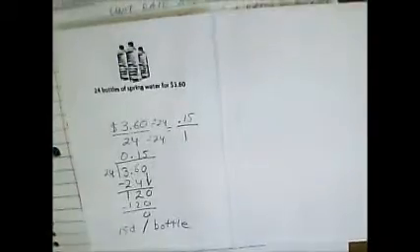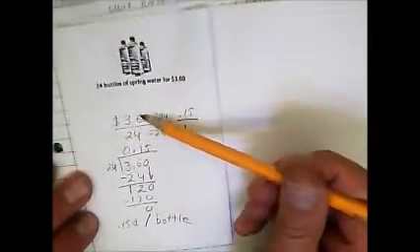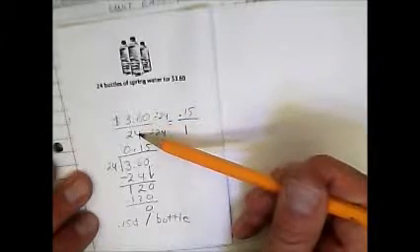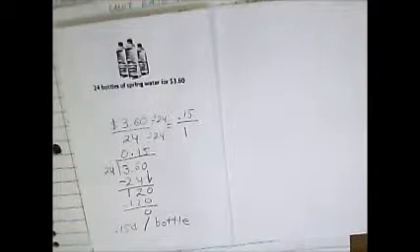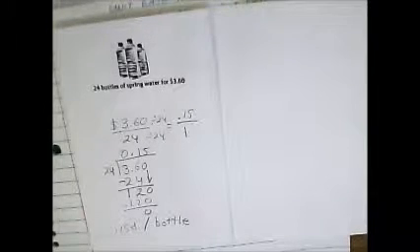Basically, if you haven't figured it out yet, what we're doing to figure out unit rate is we're dividing the top number by the bottom number. Okay? And that's really all you need to worry about. It's pretty simple. Divide the top number by the bottom number, and that is how we will get our unit rate.